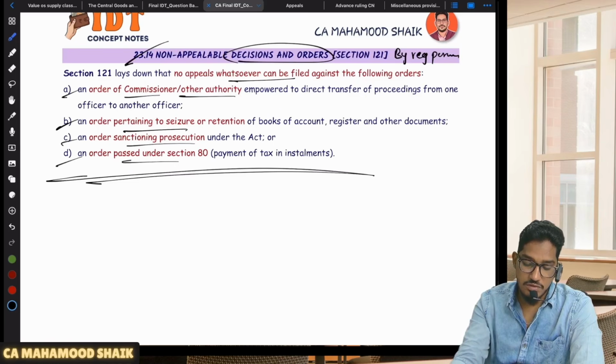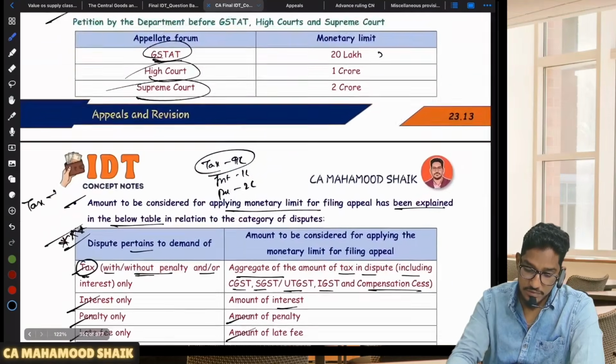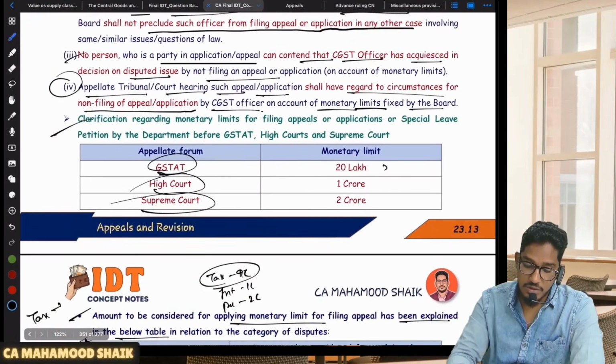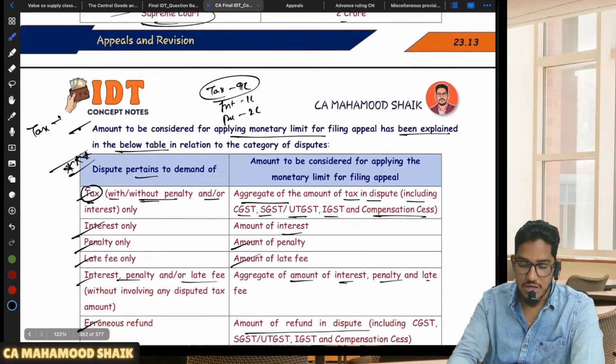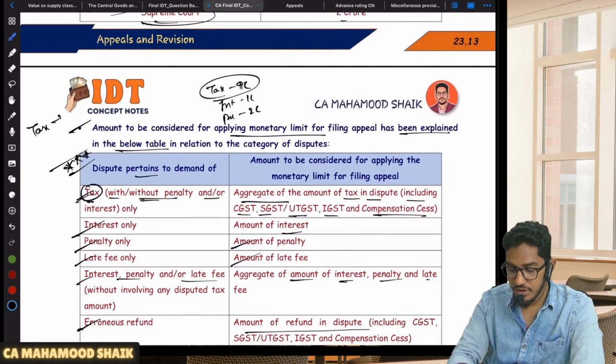And one more point to recollect here. In case the department wants to go for appeal, they have set one monetary limit. If you want to go before GSTAT, 20 lakh rupees, High Court 1 crore, Supreme Court 2 crores. Sir, what amounts have to be considered? In case the dispute relates to tax with or without penalty, consider the aggregate amount of tax only.